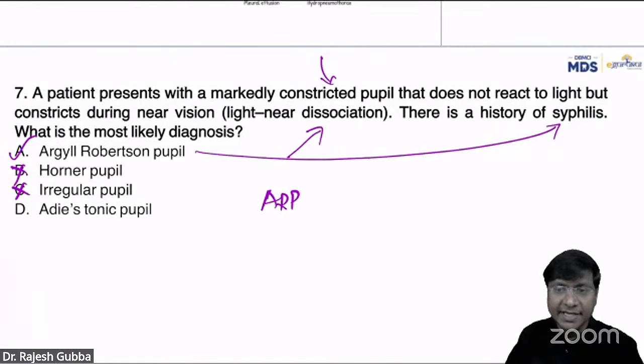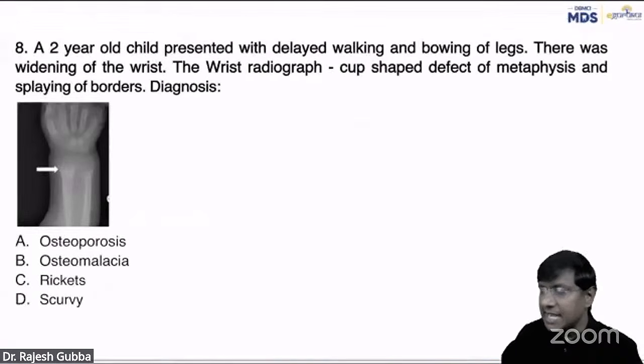And next is the irregular pupil. Irregular pupil does not explain the light-near dissociation. You don't have any accommodation reflex in case of the irregular pupil, right? So the answer here is the Argyll-Robertson pupil. Now, moving on to the next one.